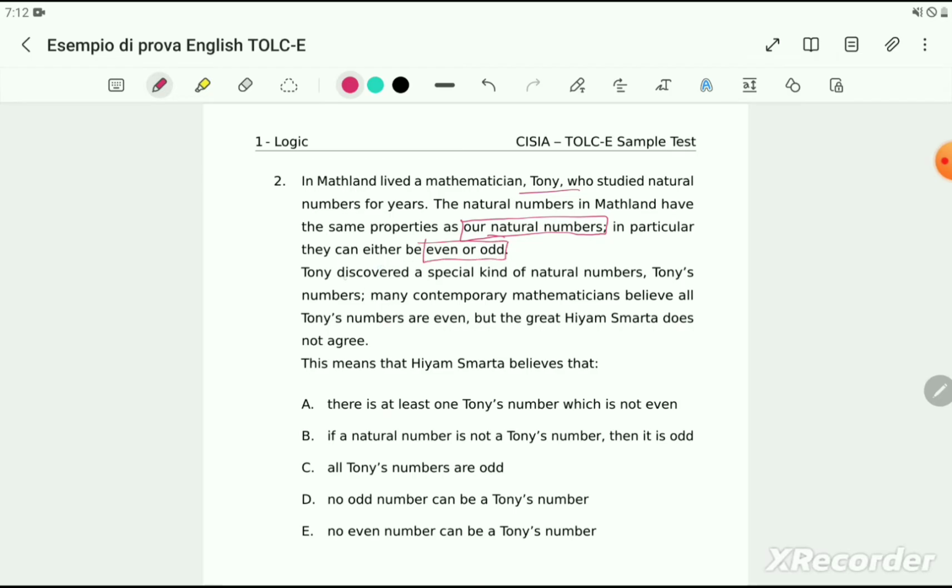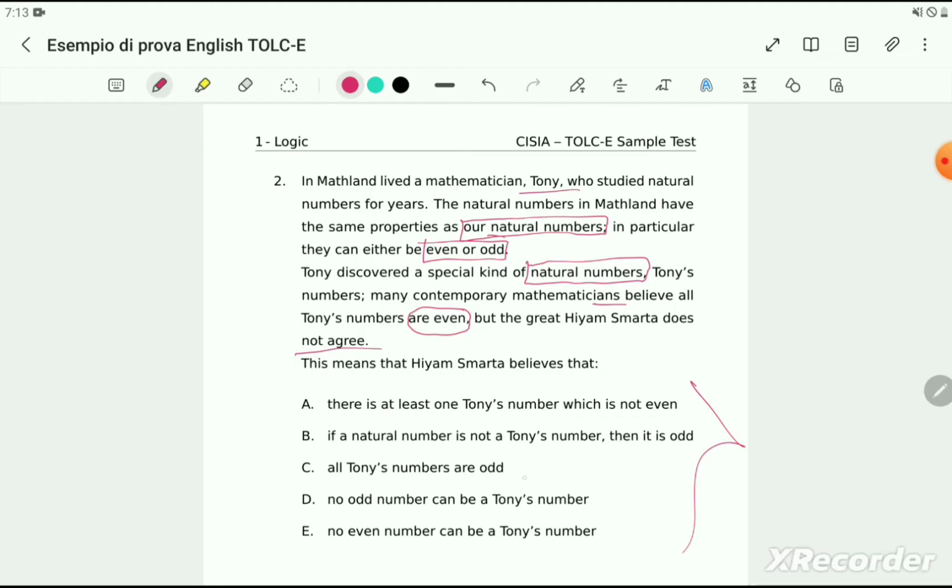Then Tony discovered a special kind of natural numbers, Tony's numbers. Many contemporary mathematicians believe all Tony's numbers are even, but the great Hayam Smarta does not agree. This means Hayam Smarta believes that, okay, we'll read these out, but before, let's understand the question.